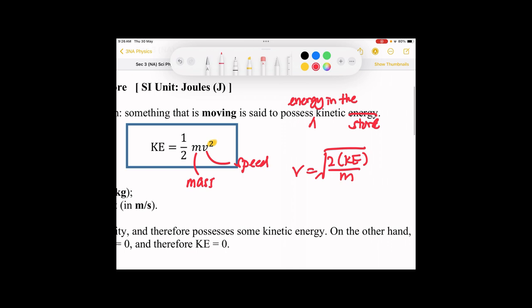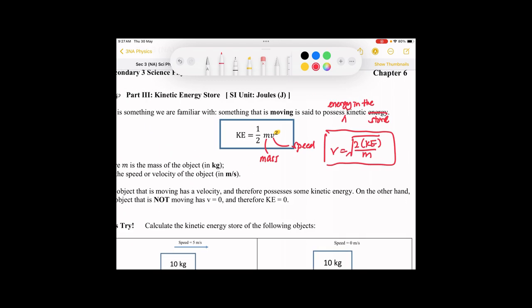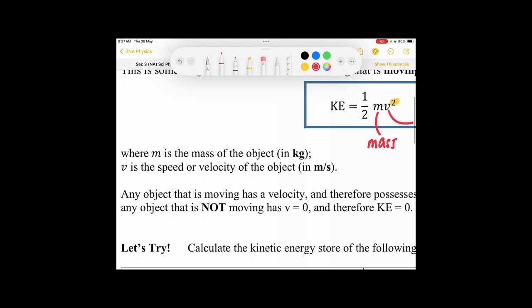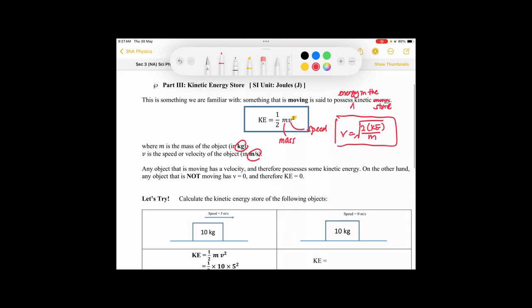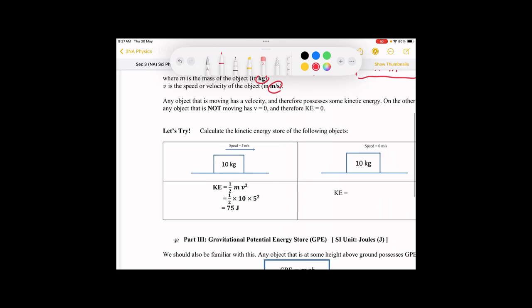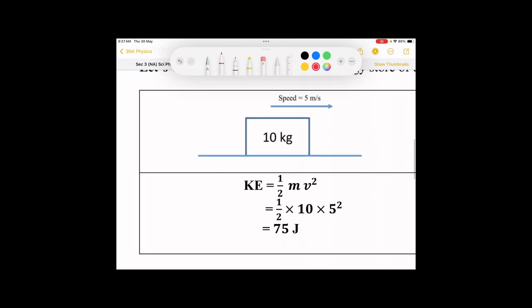Right, so how I get this is simply by making v the subject from the original formula. Okay, so m is measured in kilograms, and speed is measured in meters per second. Sorry, that's for the SI unit. Okay, next. So let's look at how the formula plays out.